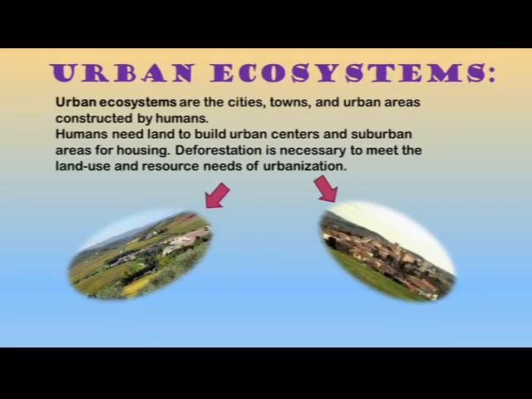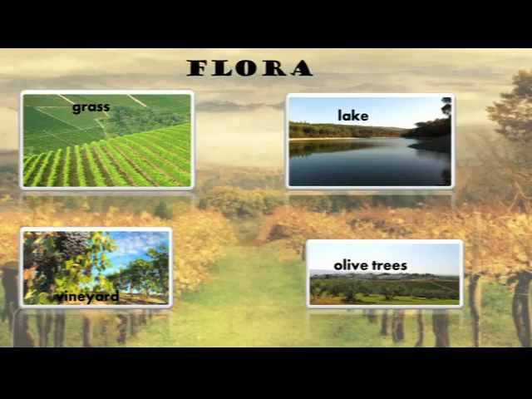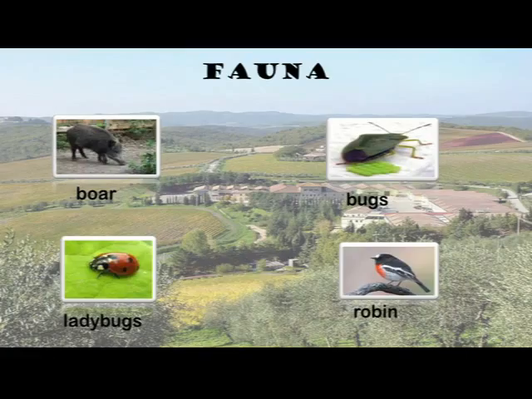Urban ecosystems. Urban ecosystems are the cities, towns, and urban areas constructed by humans. Humans need land to build urban centers and suburban areas for housing. Deforestation is necessary to meet the land use and resource needs of urbanization. Flora: grass, lake, vineyard, olive trees. Fauna: birds, bats, ladybugs, robin.